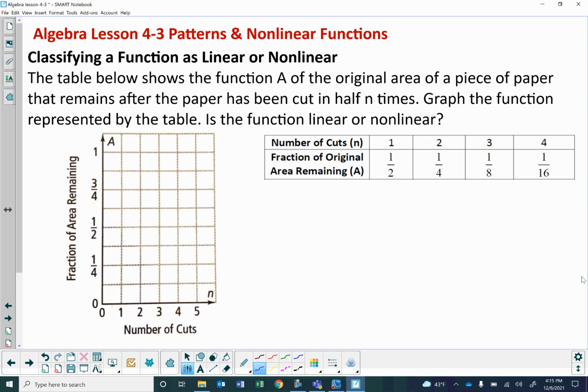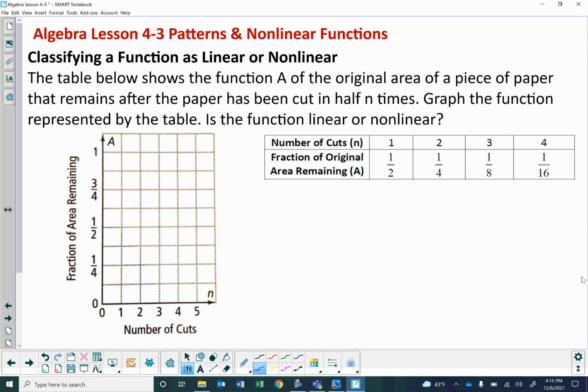So basically what we do is we have a regular piece of paper. If you make one cut, and every time you do, you cut it in half, you have half and half. The original area is now half of what it was to begin with. If you make 2 cuts, it's now a fourth of what it started out with. If you make 3 cuts, half of a fourth is an eighth. If you make 4 cuts, half of an eighth is a 16th, and et cetera, et cetera.